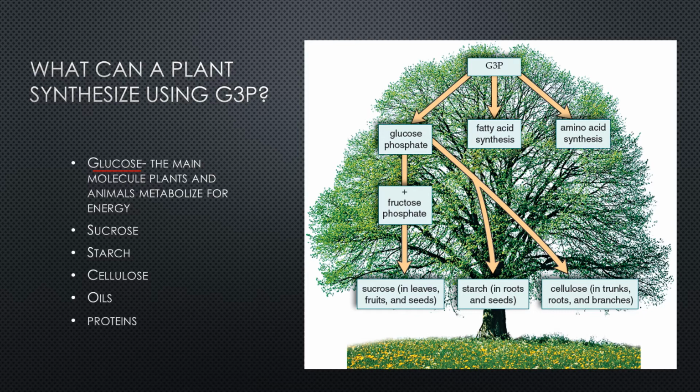So we can produce G3P, and it can go through and make glucose phosphate, which can then combine with fructose phosphate to make sucrose. And sucrose is how plants transport sugars throughout its body. It can also produce starch. Starch is just a storage of energy basically for plants, kind of like we store fat. Plants store it in terms of starch.